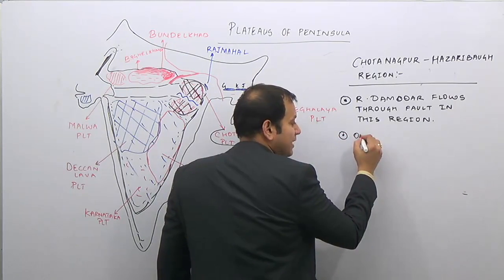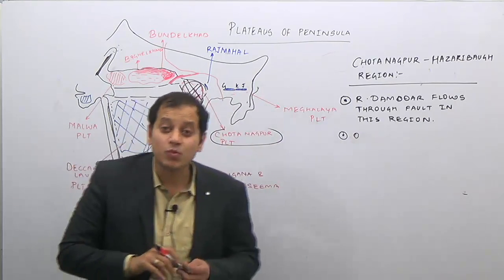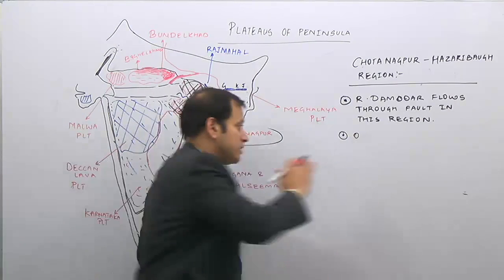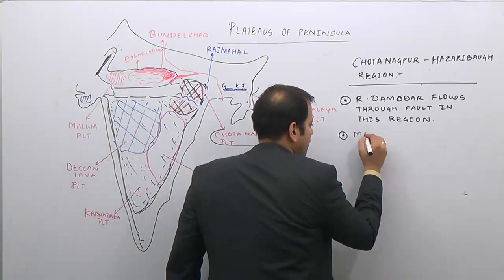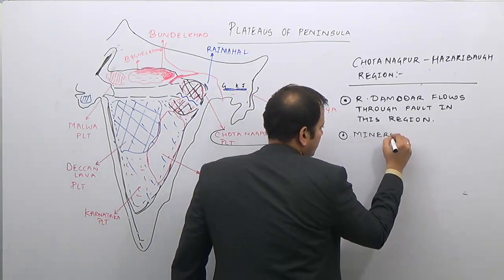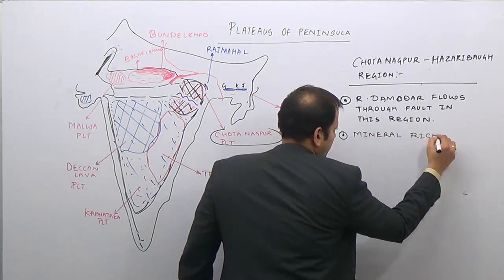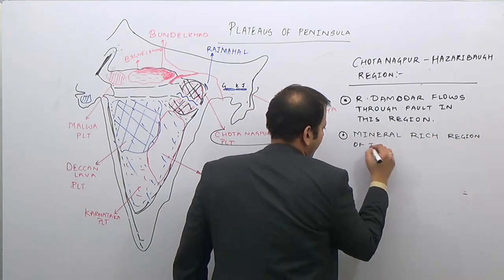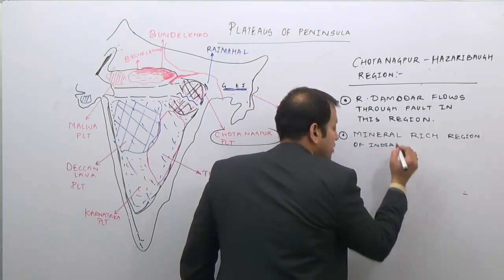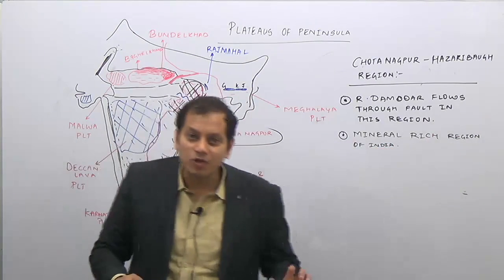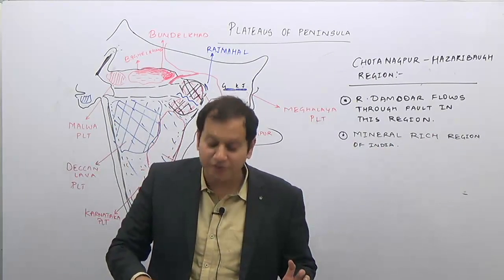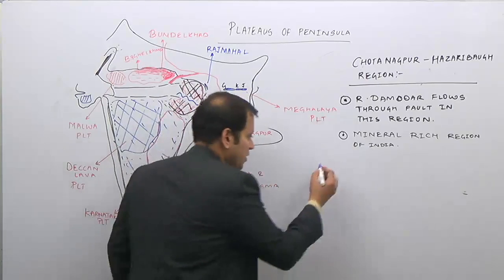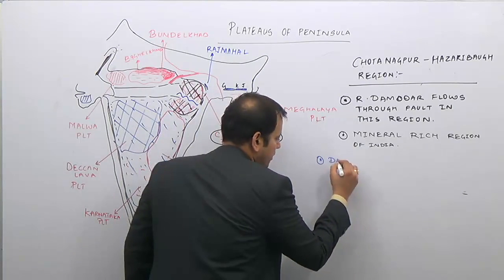It is one of the most important mineral rich regions in India. That means it is one of the richest regions in India in terms of mineral deposits. Now what kind of mineral rich region is it? In the Damodar river region, where river Damodar flows, you get coal deposits. So we have Gondwana coal deposits in the river Damodar region.